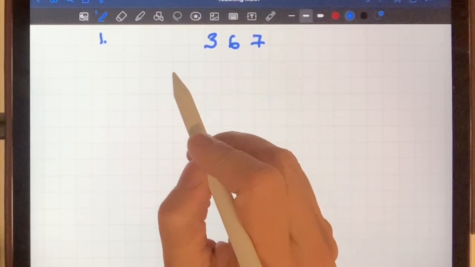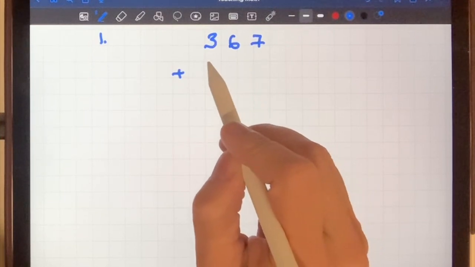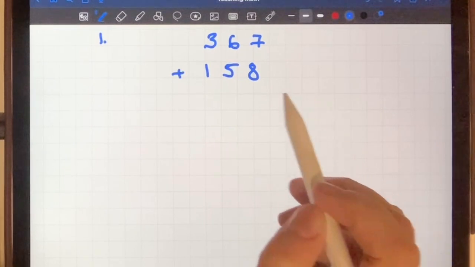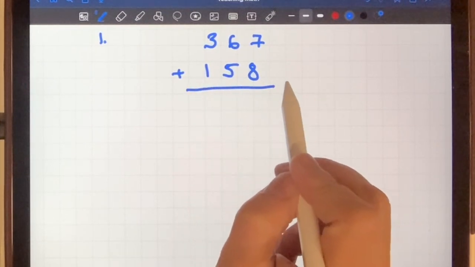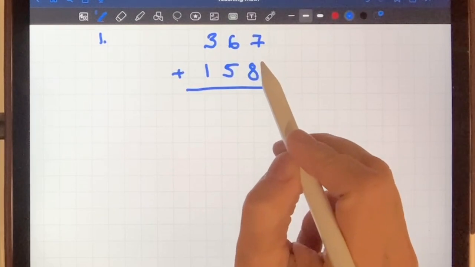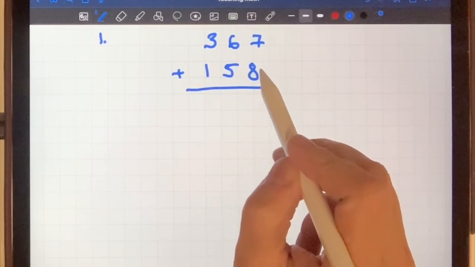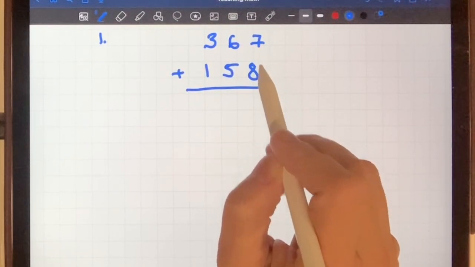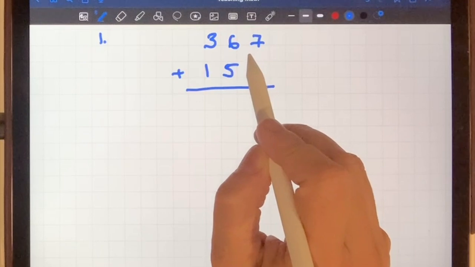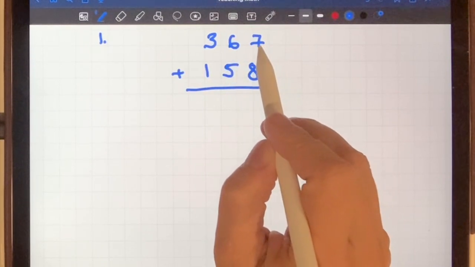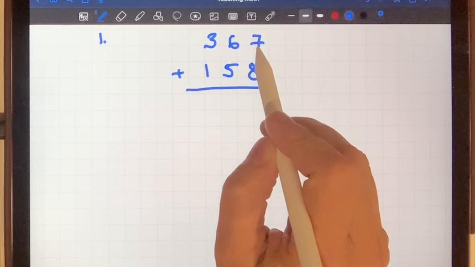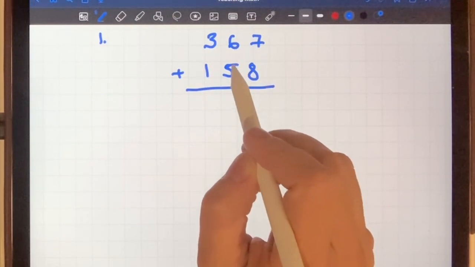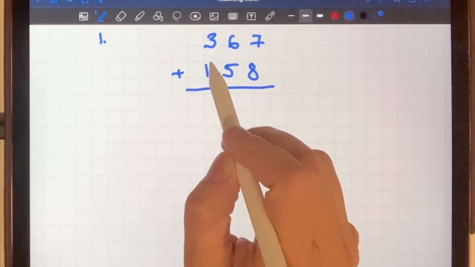367 to 158. Now, when you do problems like this and you're setting them up as an algorithm, it's very, very important that you're lining up your digits correctly. So that means that my units are all under each other, my tens are under each other, and my hundreds.